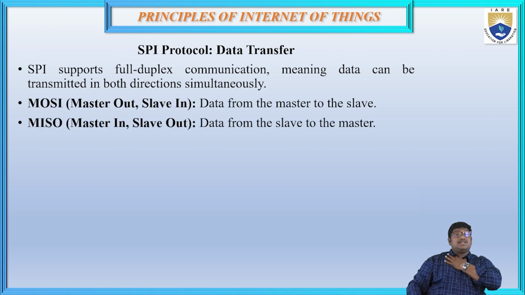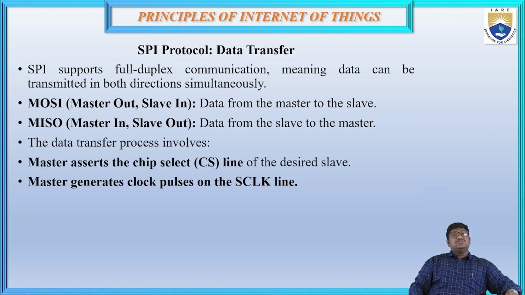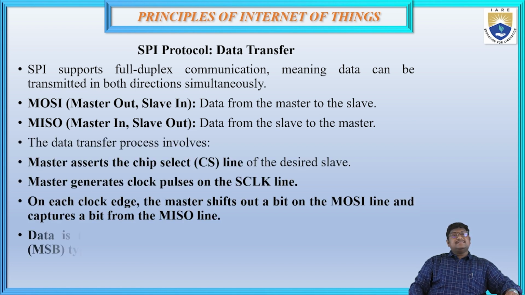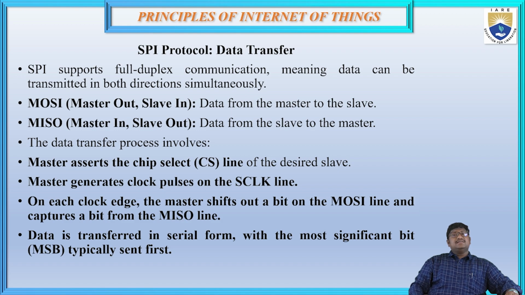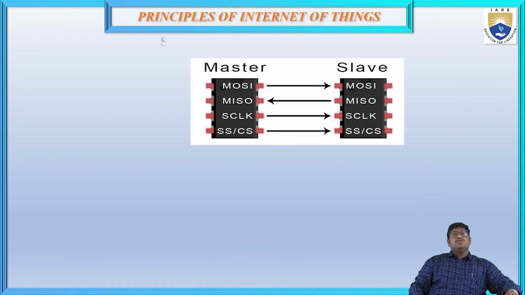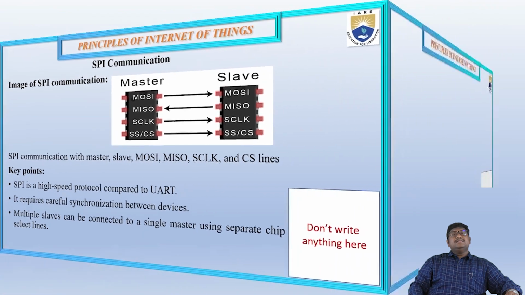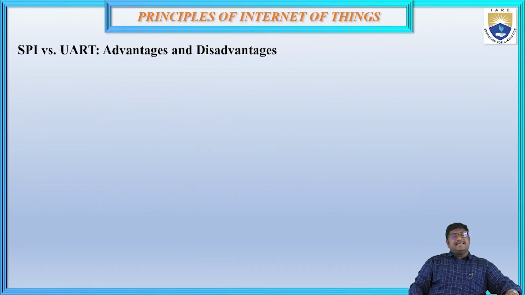And coming to the next one, in the SPI protocol the data transfer is done in full duplex, where we have master out slave in, and master in slave out. This data process involves the CS line and the SCLK line. Data is transferred in a serial way, and the most significant bit is sent first. This is how the master and slave mechanism works. These are the key points specified in SPI.